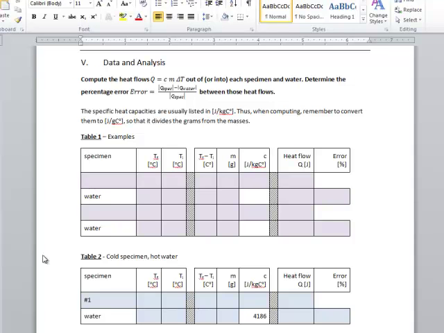This is the analysis for the data that I measured for the specific heat capacities experiment, and I used these specimens, lead and brass. These were hot specimens and cold water.